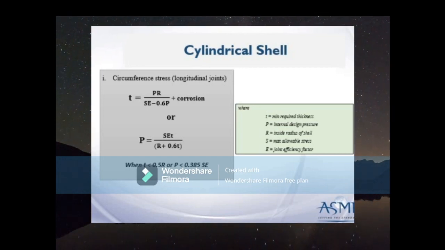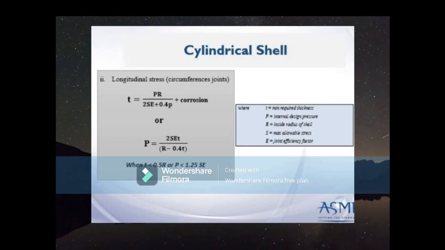The code formulas for determining the thickness or pressure in a longitudinal joint, circumferential stress, of a cylinder when the thickness does not exceed 1/2 the inside radius or P does not exceed 0.385 SE. Circumferential stress, longitudinal joints: T equals P times R divided by S times E minus 0.6 times P, plus corrosion. Or P equals S times E times T divided by radius plus 0.6 times T.